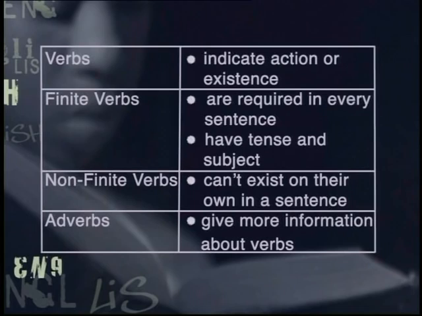Here is a summary table of what we have learned today. Verbs indicate action or existence. Finite verbs are required in every sentence. Finite verbs have tense and a subject. Non-finite verbs can't exist on their own in a sentence. You can only use a non-finite verb in a sentence if the sentence already has a finite verb. And adverbs are the words that give us more information about verbs.